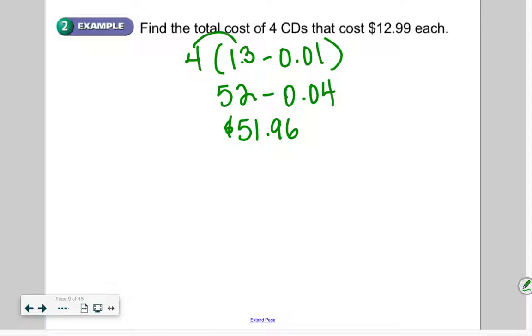So use the distributive property for 4 times 13. Use the distributive property for taking out those pennies. It's all understanding how to take numbers apart and put them together rather than relying on our calculator.